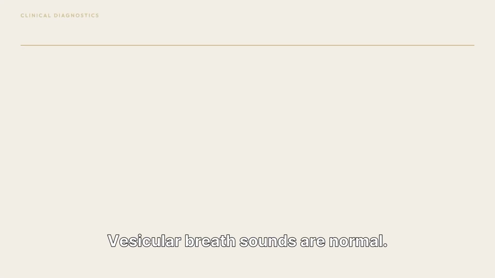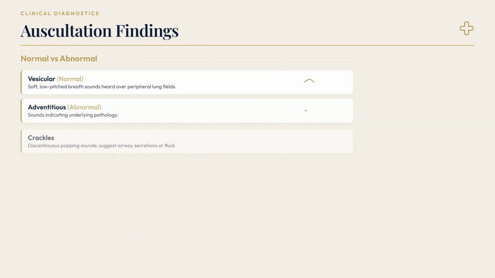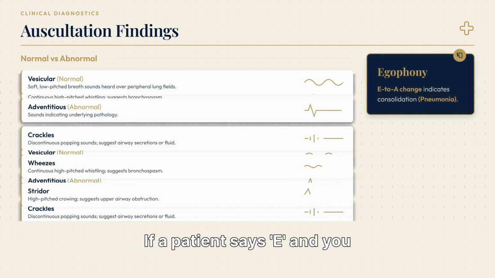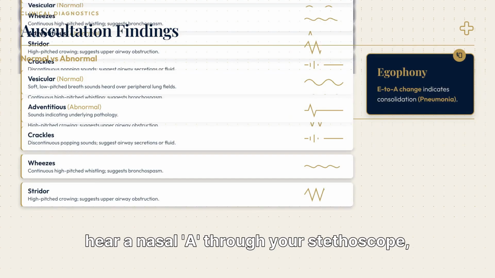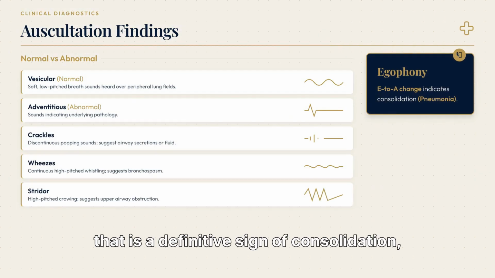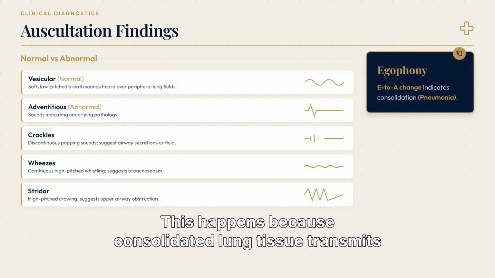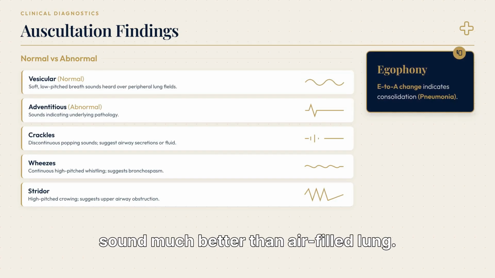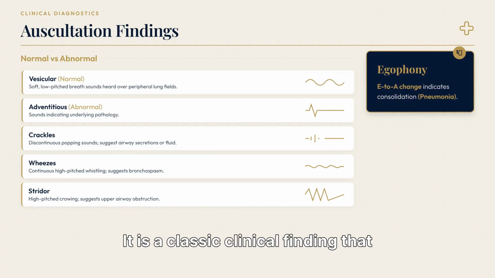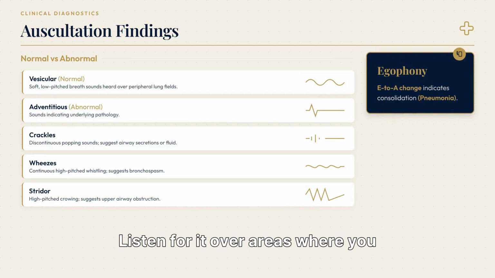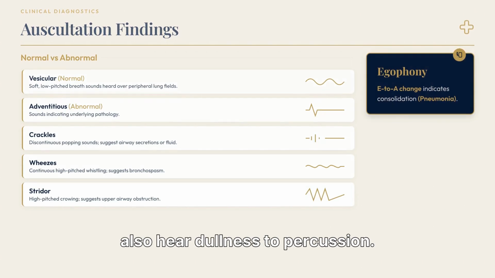Vesicular breath sounds are normal. Anything else, crackles, wheezes, stridor, is adventitious and indicates pathology. Pay close attention to egophony, the E to A change. If a patient says E and you hear a nasal A through your stethoscope, that is a definitive sign of consolidation, like pneumonia. This happens because consolidated lung tissue transmits sound much better than air-filled lung. It is a classic clinical finding that will often appear on your exams. Listen for it over areas where you also hear dullness to percussion.